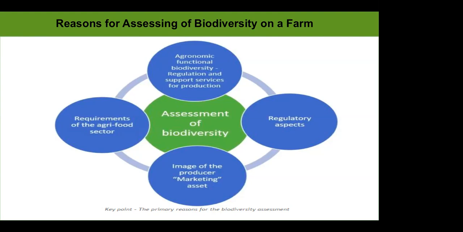And that is why a kind of regulation has been put in place that when you cut a tree, you plant three. Yes, because afforestation is a means of protecting biodiversity. So I will move to the image of the producer marketing asset.